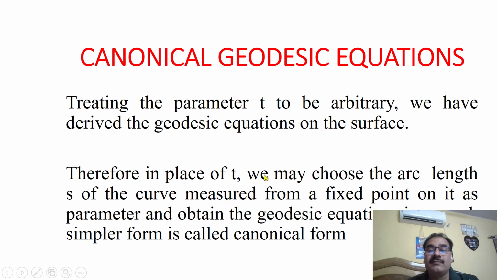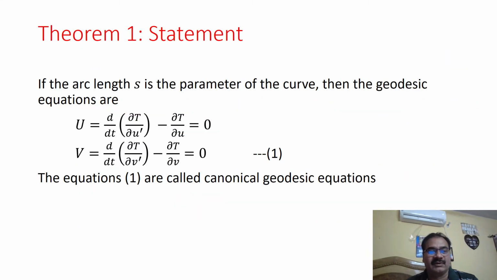Therefore, in place of t, we may choose the arc length small s of the curve, measured from a fixed point on it, as the parameter and obtain the geodesic equation in a much simpler form. This simpler form is called the canonical form. So let us look at the canonical geodesic equation. Now, this theorem is related to this canonical geodesic equation.